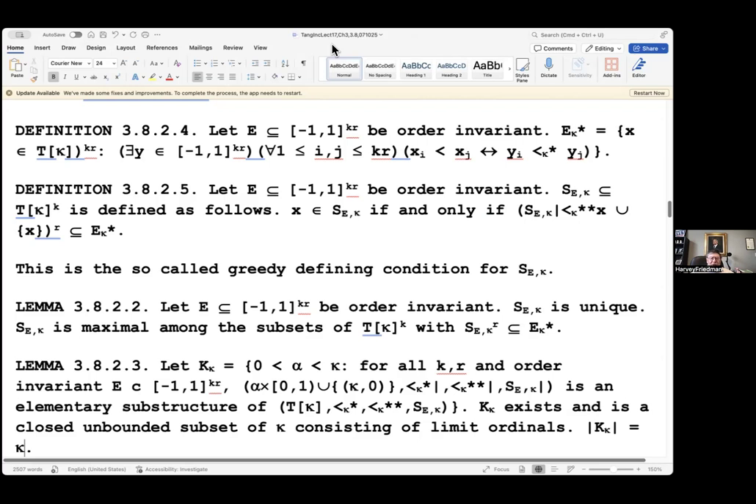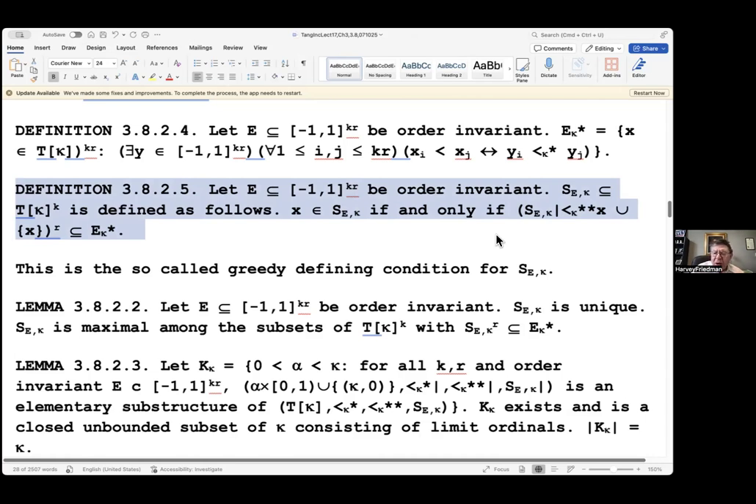Now, here is the crucial definition. This is the important greedy construction. This is vital. And the greedy construction depends on the order invariant set you're starting with and the ordinal kappa that you're picking. So this really does depend on kappa.